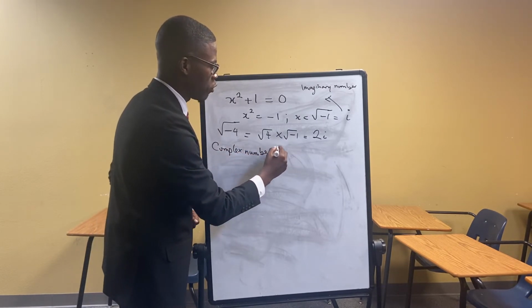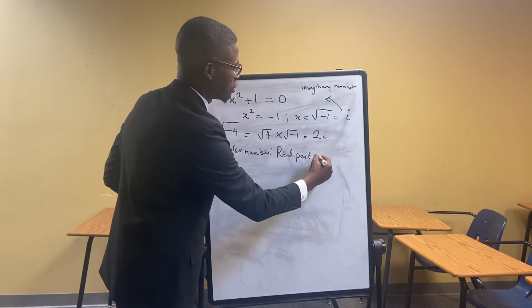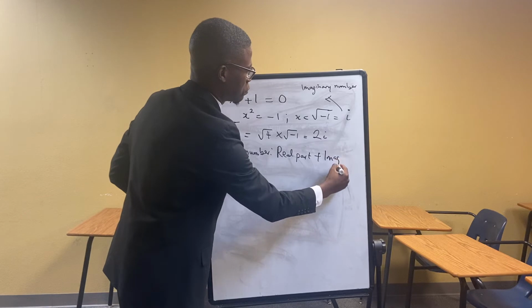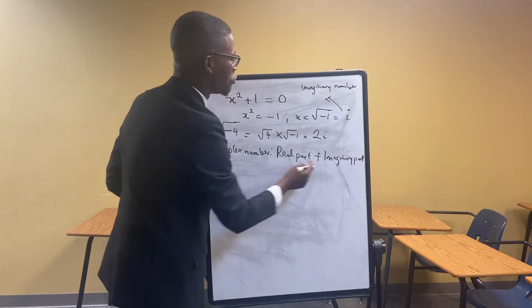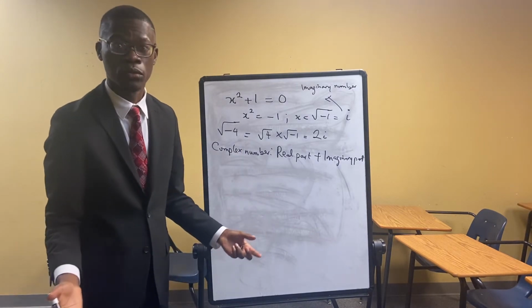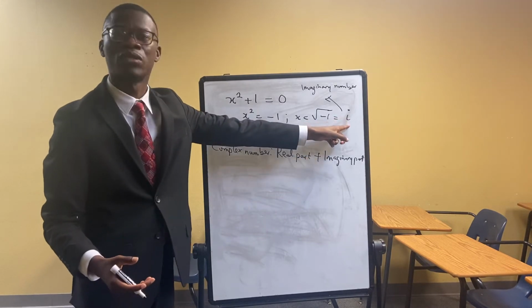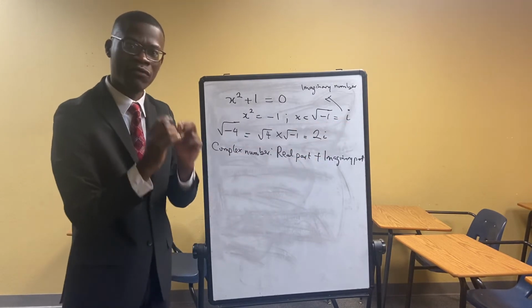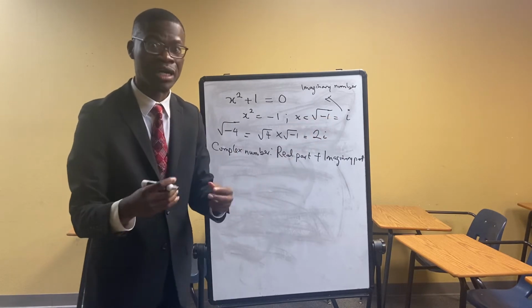So a complex number is made up of a real part and an imaginary part. What does this mean? A real part is 3, 2, 5, 4, numbers that you know, 2.5, whatever it is. The imaginary part always has i there. So whenever you see a number with i located next to it, you know it's an imaginary number.